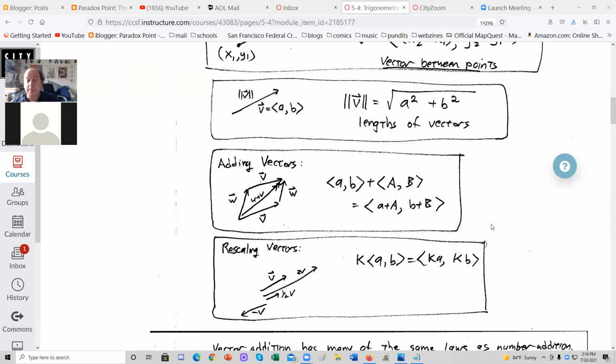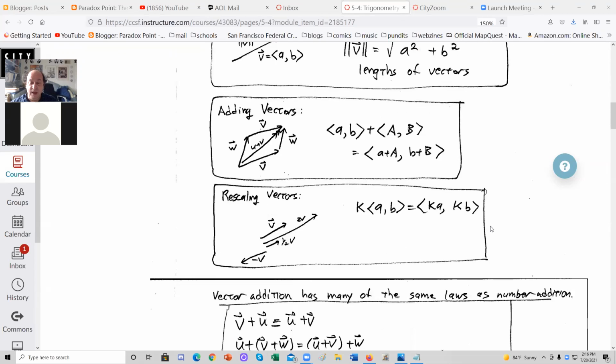Now, these vectors are somewhat like numbers, a little bit. You can add them, subtract them, and to some extent you can multiply them. There's multiplying by scalars, and next time we'll talk about dot products. And much later on, we'll talk about cross products. Okay, the idea is this. There's two definitions of adding vectors. There's an algebraic definition, and there's a geometric definition.